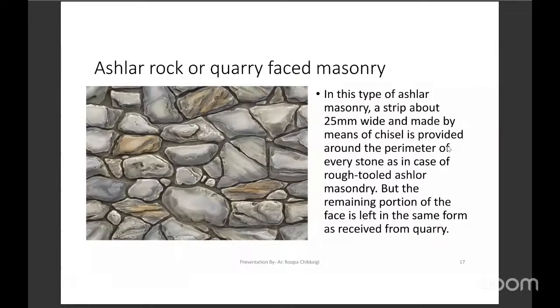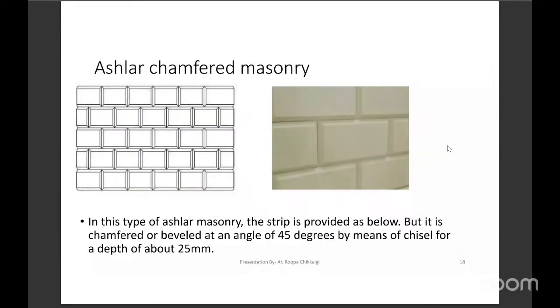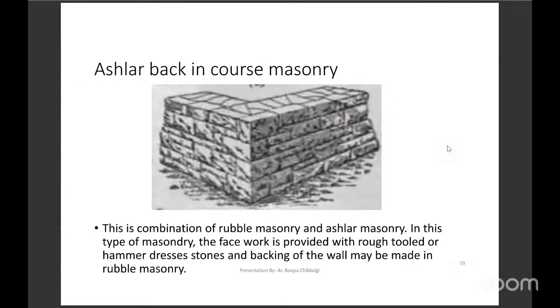Now, this is ashlar rock or quarry face. In this type of ashlar masonry, a strip of about 25 millimeter wide is made by means of chisel, and it is provided around the perimeter of each stone, as in rough tooled ashlar masonry. This is ashlar chamfered, which has chamfered edges on all four sides. Like you can see in the image on the right side, it is chamfered on the sides, which creates a groove in the joint area between two layers of stone. Ashlar block in course masonry.